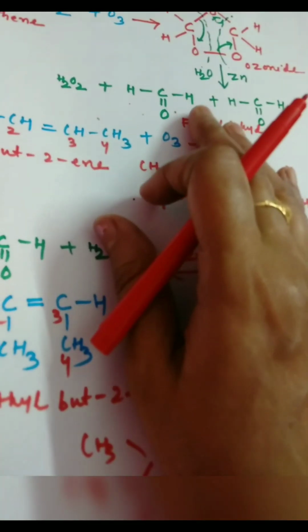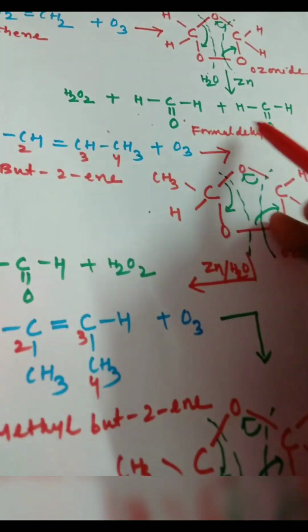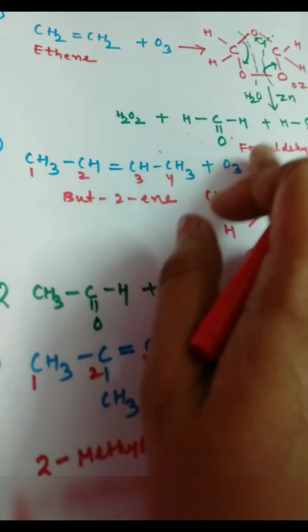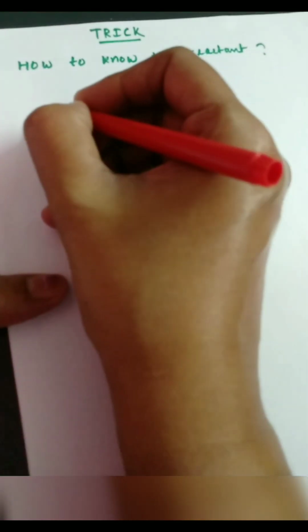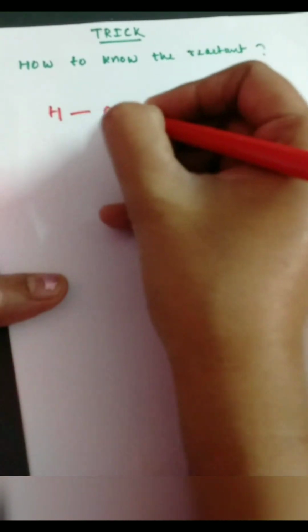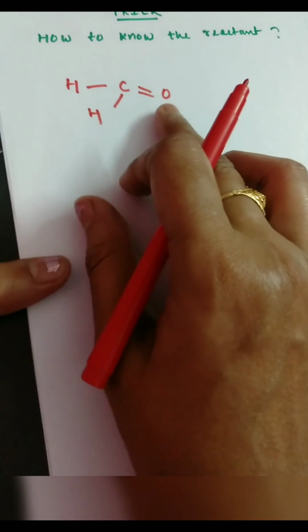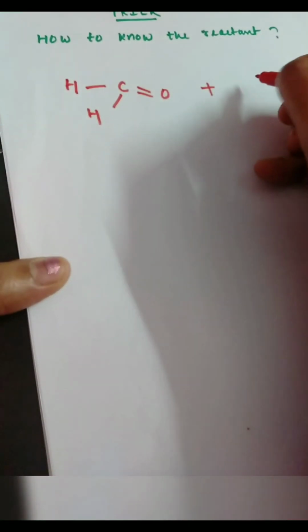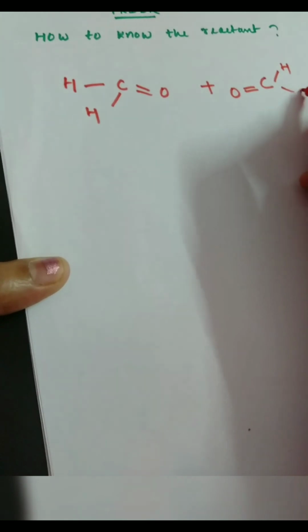That means if the product molecule, formaldehyde, is given to you, how will you know from which alkene these products are formed? If I write formaldehyde, HC double bond O H, this is a formaldehyde. How many formaldehyde molecules are there? Two formaldehyde molecules, so here also I will write two molecules of formaldehyde.